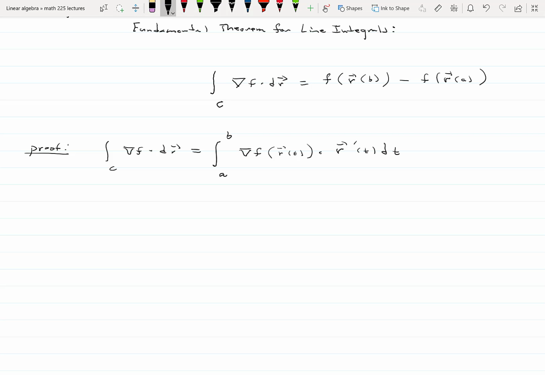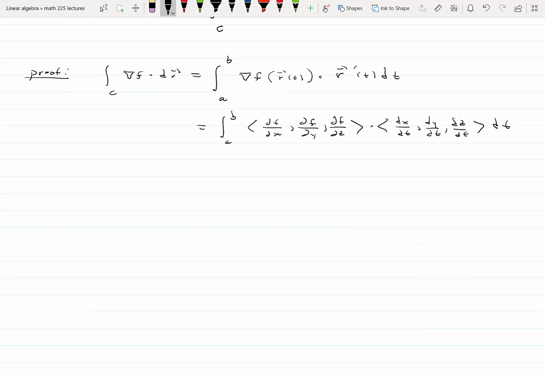Okay, now let's write these quantities in component form. So this is the integral from a to b of, well, what's the gradient? It is the vector whose components are the partial with respect to x, the partial with respect to y, and the partial with respect to z, respectively, dotted with, and what's r prime? r prime, our old velocity vector. It's the vector whose components are dx/dt, dy/dt, and dz/dt, respectively. Integrate that with respect to time.